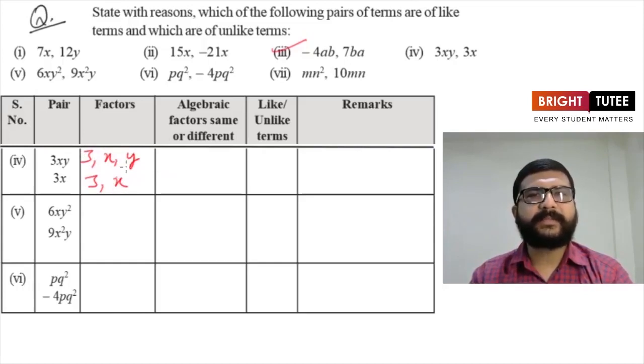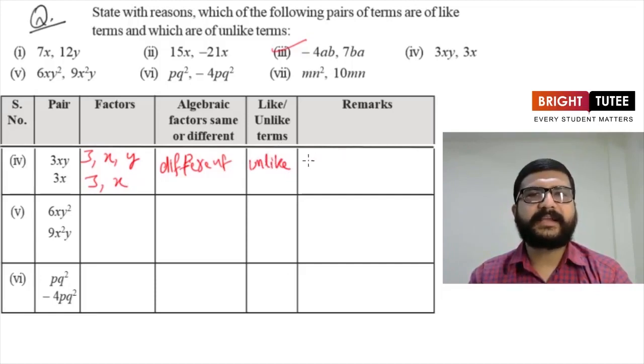So what about their algebraic factors? Are they same? No, they are not same. They are different in this case, because for the first term it is x and y, and for the second term it is only x. So it means terms are unlike terms.